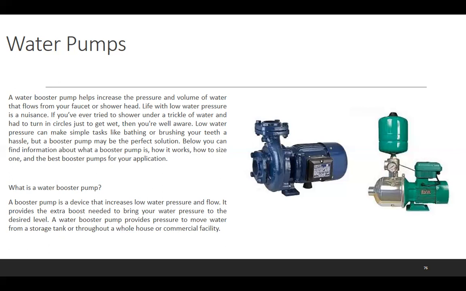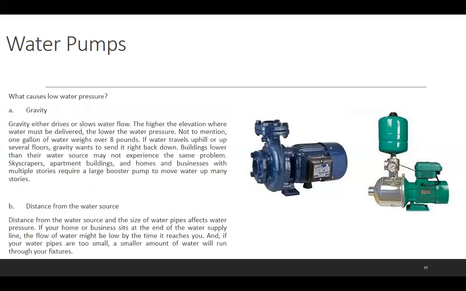So below, what is a booster pump? A booster pump is a device that increases low pressure and flow. It provides the extra boost needed to bring your water pressure to the desired level. A water booster pump provides pressure to move water from the storage tank or throughout a whole house or facility. What causes low water pressure?